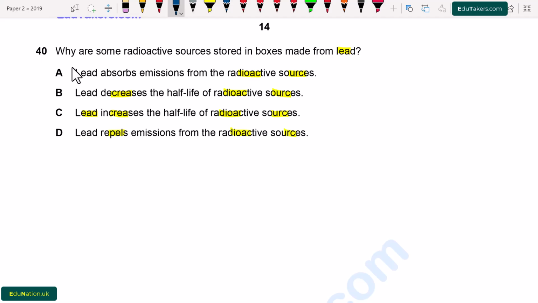The main property that makes lead an ideal shield is density. However, this material has other properties for radiation shielding. That is, lead has high flexibility, it is extremely stable, and it has a high atomic number. Because of these properties, lead absorbs emission from the radioactive sources and is suitable for use as radiation shielding. So option A is correct, which shows that lead absorbs emission from the radioactive sources.